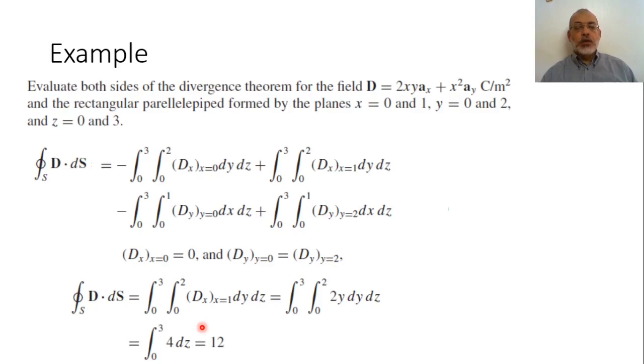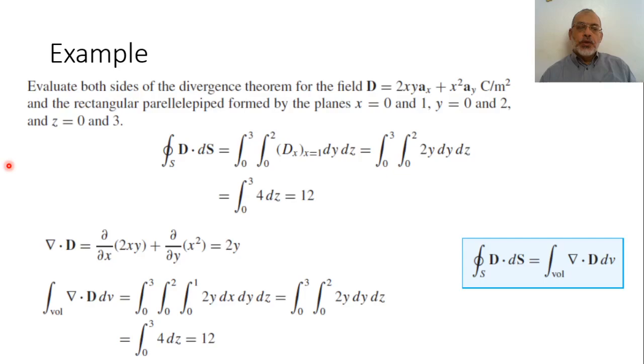Let me remind you, it is required to find out the integration over the closed surface and the integration of the divergence of D on the volume. So we are going to take the divergence of D and integrate it on this volume from x 0 to 1, y 0 to 2, and z 0 to 3. And we see if it will equal the integration over the closed surface or not.